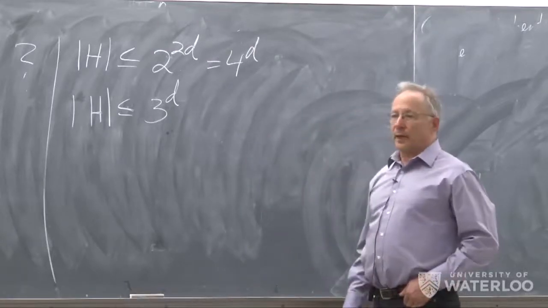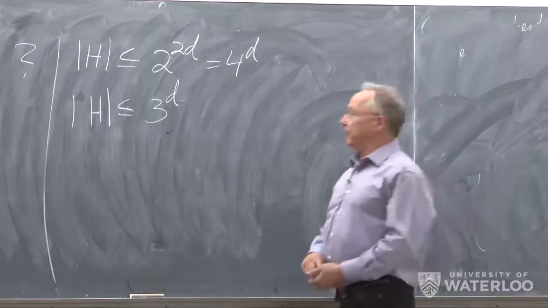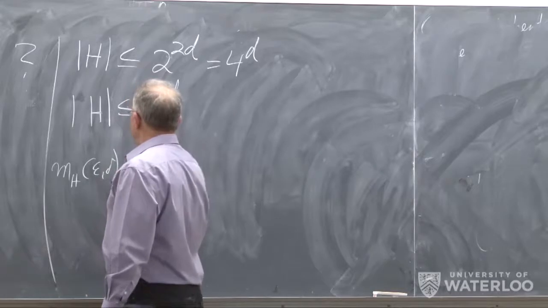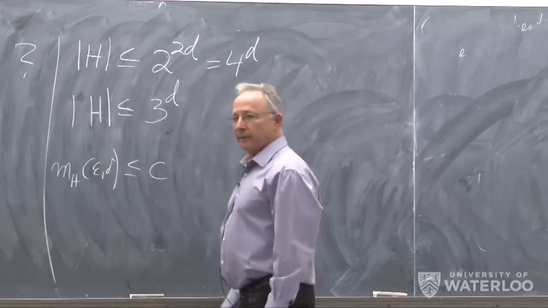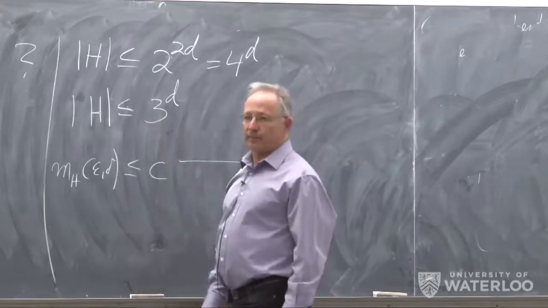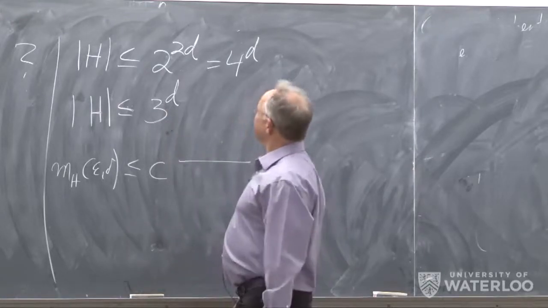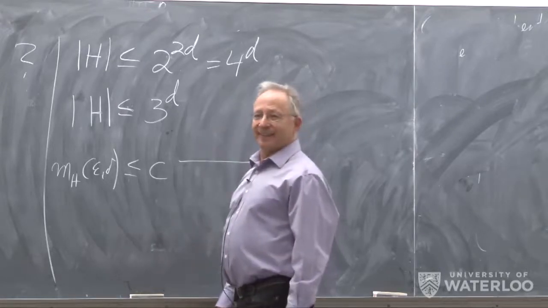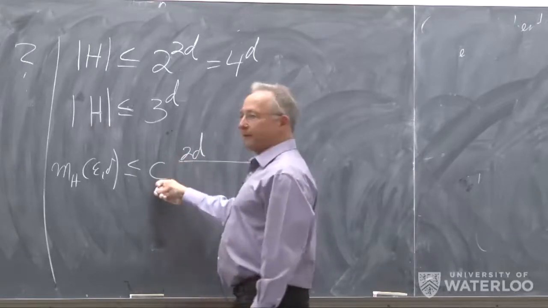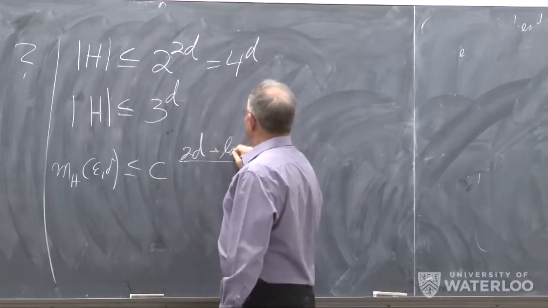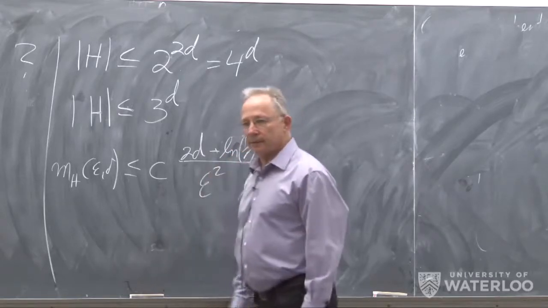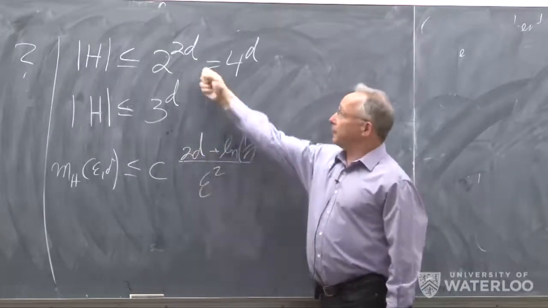And now we can bound the sample complexity. So m_H of epsilon, delta is going to be at most a constant times the VC dimension. But the VC dimension is at most the log of this guy, so it's easier to take the log of this. The log of it is 2D, but I can just put D here because I have the C, plus ln 1 over delta, divided by epsilon squared. I got this by just taking the log of this guy.